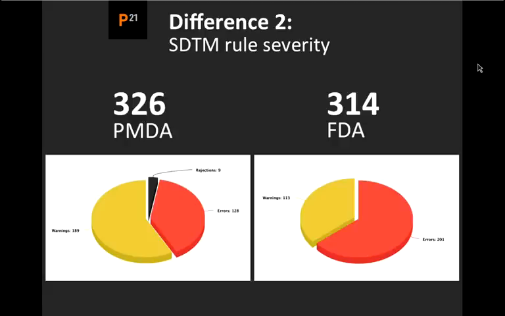But if you look at the two pie charts below, this shows you the breakdown of that number by severity. And as you can see, there's a significant difference between PMDA and FDA on the severities assigned to the rules. So even though PMDA has the 9 rejection rules in SDTM, the number of errors is significantly smaller at 128 versus 201 errors within the FDA list. So even though it's the same rules for the most part, the agencies have assigned different severities. So let's take a look a little deeper.